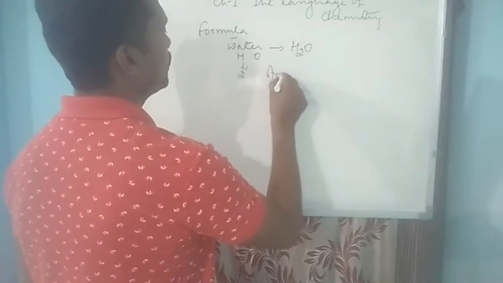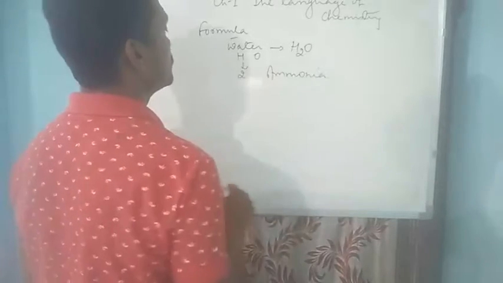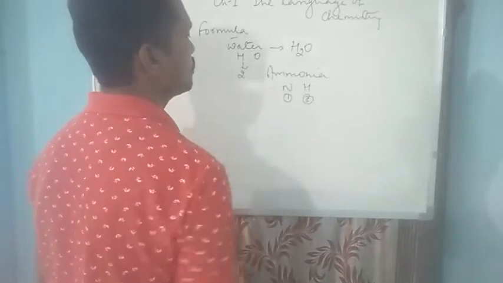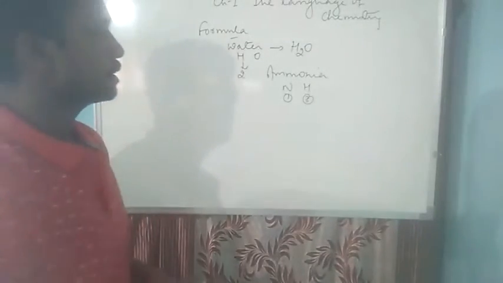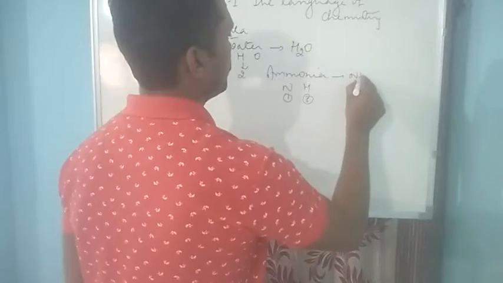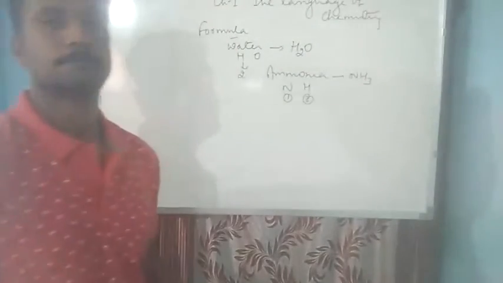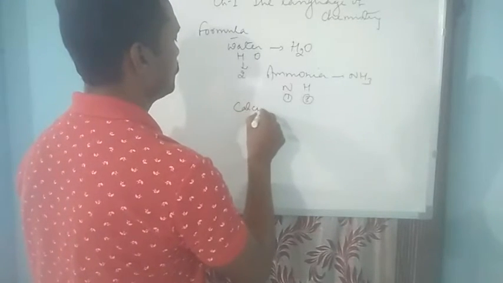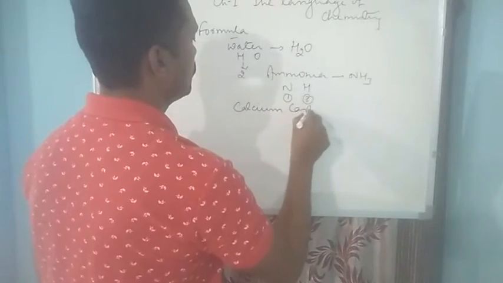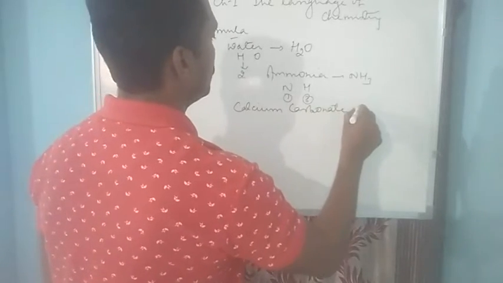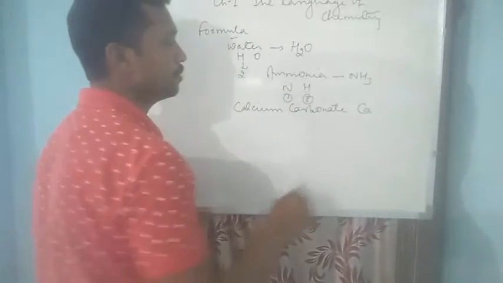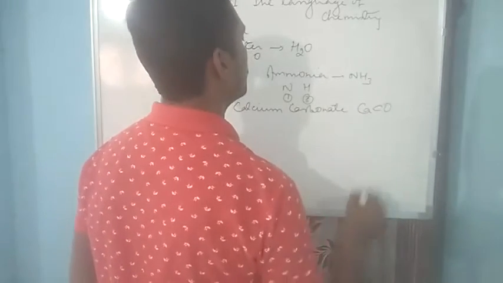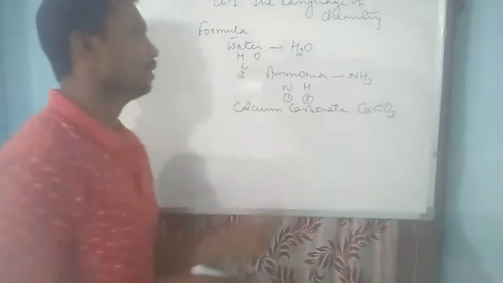Similarly, when we take ammonia, it consists of nitrogen and hydrogen. Hydrogen is 3 and nitrogen is 1 in number. So the formula can be written as NH3, and so on. Calcium carbonate, suppose. It consists of 1 atom of calcium, 1 atom of carbon, and 3 atoms of oxygen. So the formula becomes CaCO3.